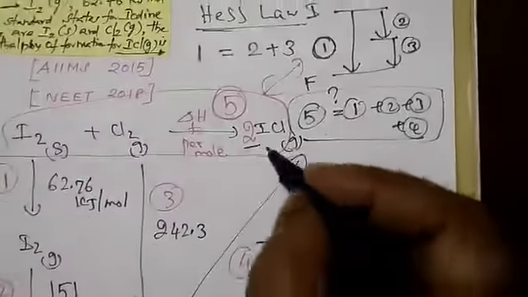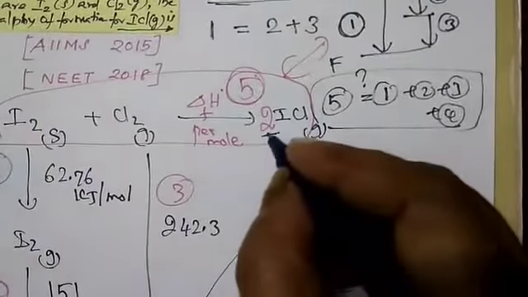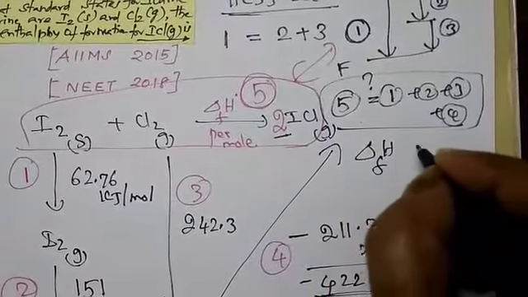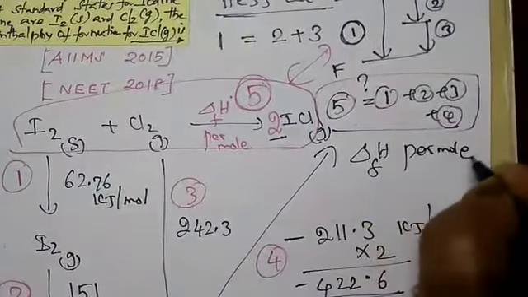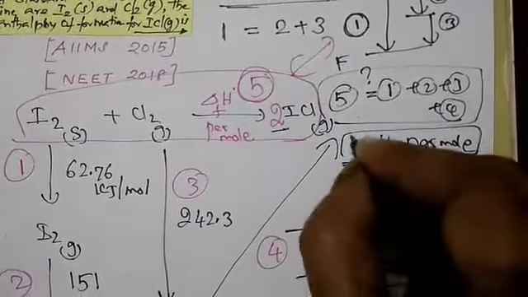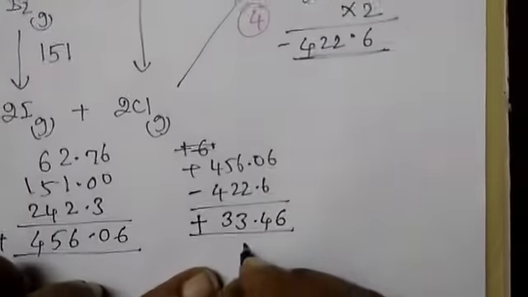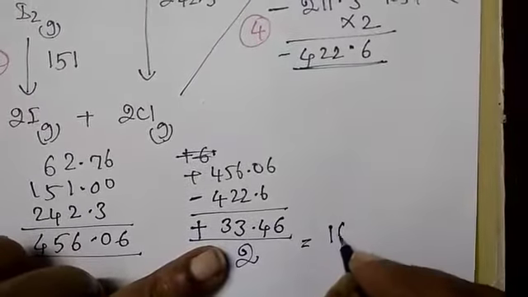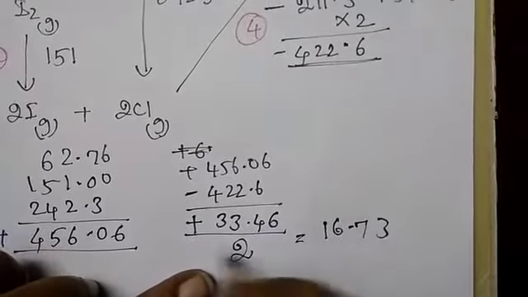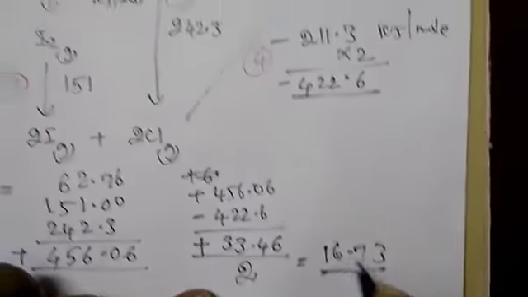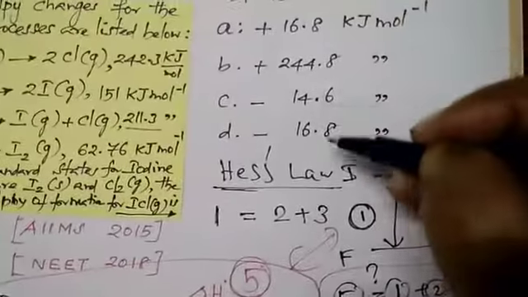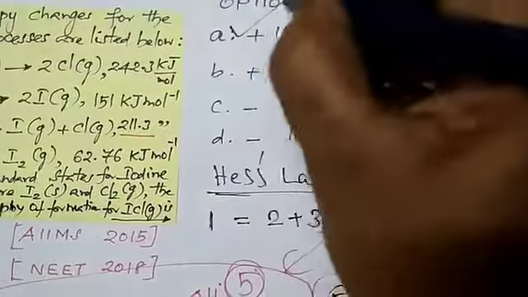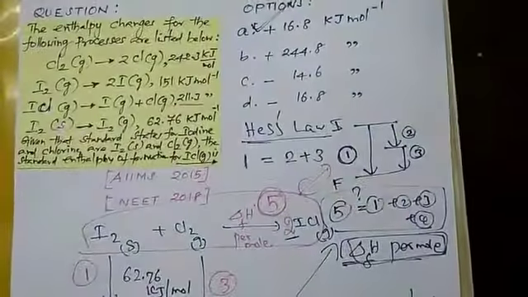What we got here is for 2 moles. What is the definition? Enthalpy of formation should be calculated per 1 mole. This is very important knowledge. So now this is for 2 moles; divide by 2, and what we get is 16.73. We can go and see the answers. Among the options, the nearest to 16.7 is this one. So your answer is 16.8. That is answer A.